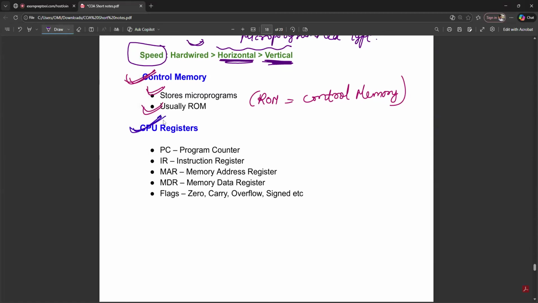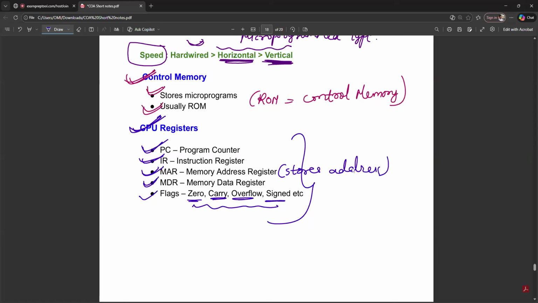Okay. Now what are the CPU registers? There are different types of CPU registers: PC means program counter, instruction register, memory address register, memory data register. Then there are flags, which contain zero, carry, overflow, sign, etc. The memory address register stores the address, the MDR stores the data, and the instruction register stores the instruction which is fetched. Whichever instruction you fetch is stored in the IR.